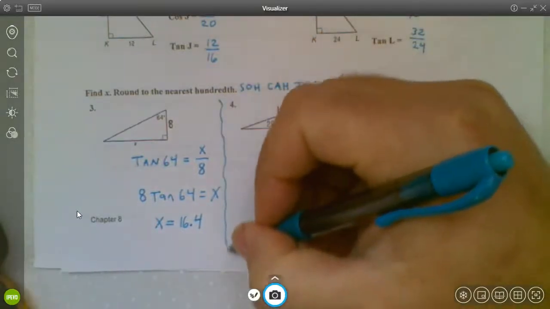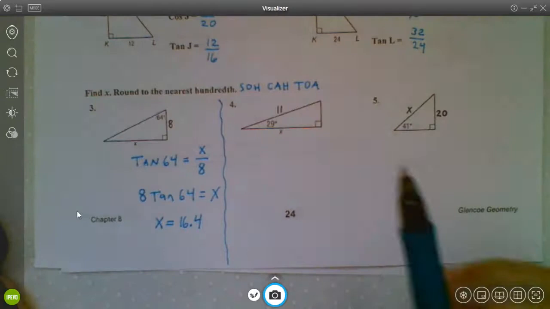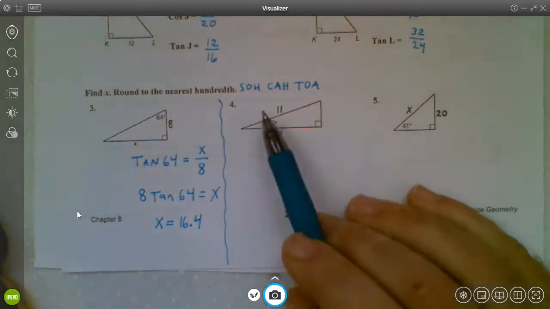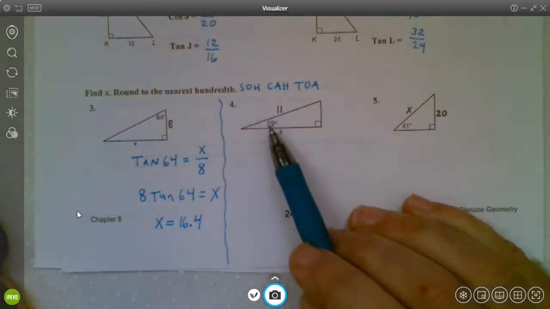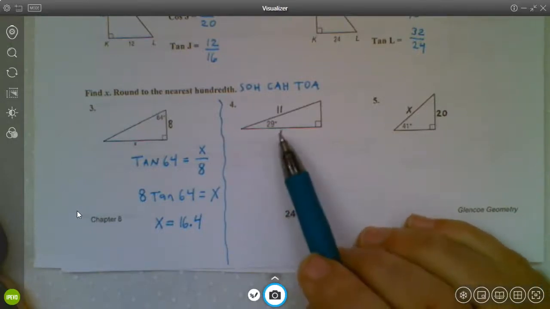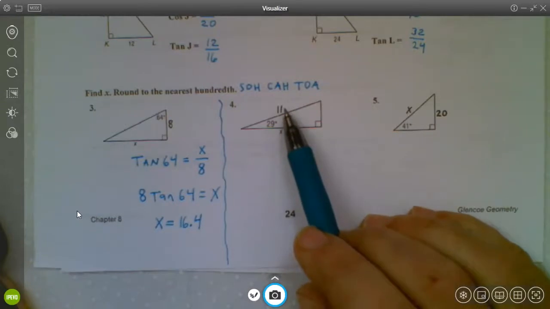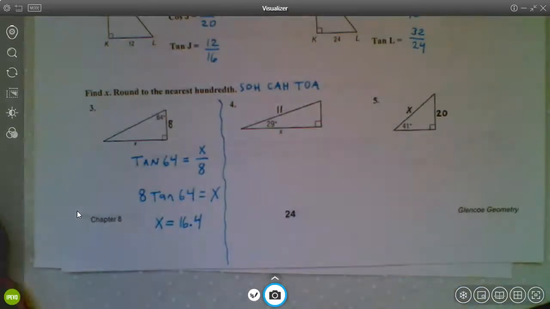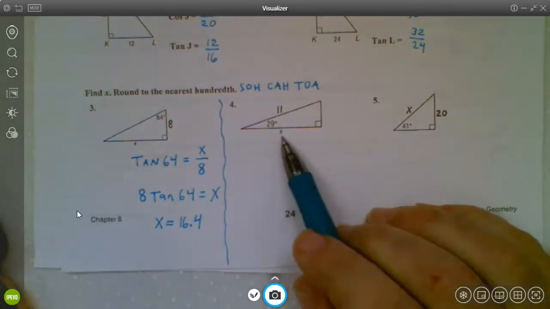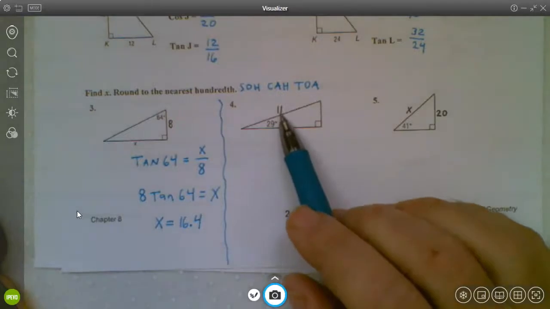So here's what I want you to look at. Let's identify the three things that I'm looking at that I have to work with. I got this 29 degrees. I have the adjacent leg. And I have the hypotenuse. So which one of those three trig functions should we be using here? Which one of those deals with an adjacent leg and a hypotenuse?